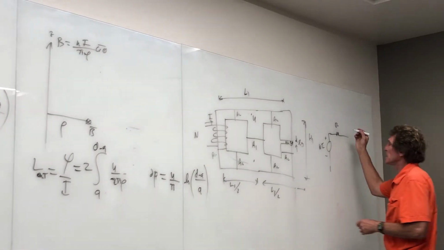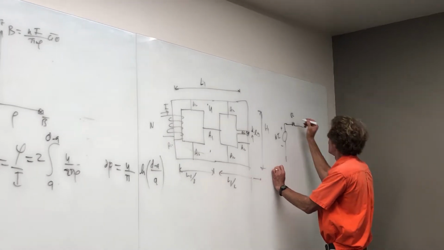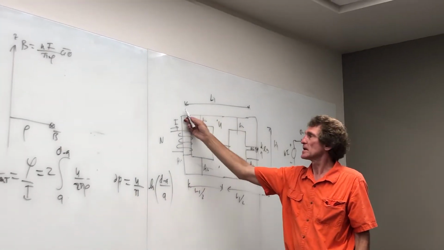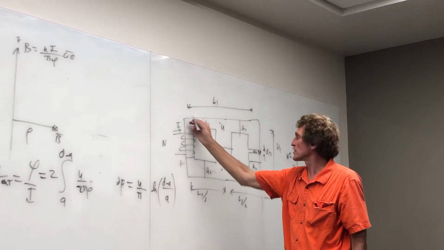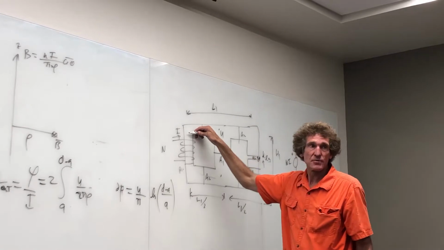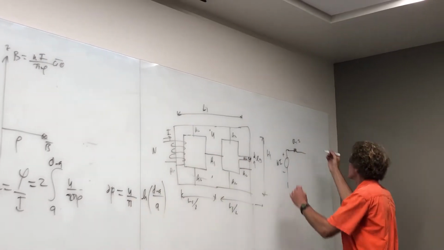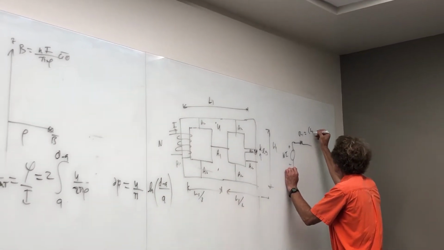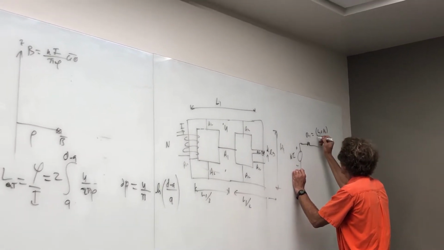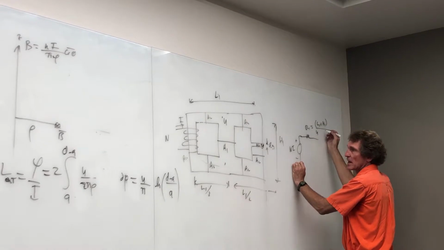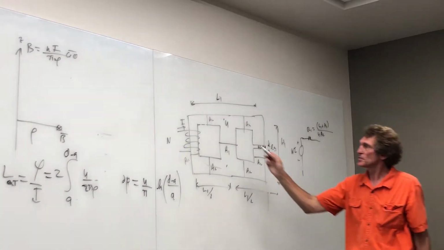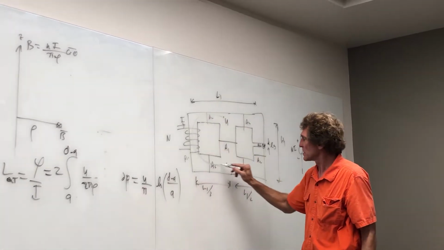This reluctance here, and I'll call it R1, would be simply, think about this, from here to here it's L1 over 2, right? From here to here, it's L1 over 2. From here to here, it's going to be H1, right? So the length would be L1 plus H1, divided by mu, and divided by A2. That would be the reluctance associated with this length.